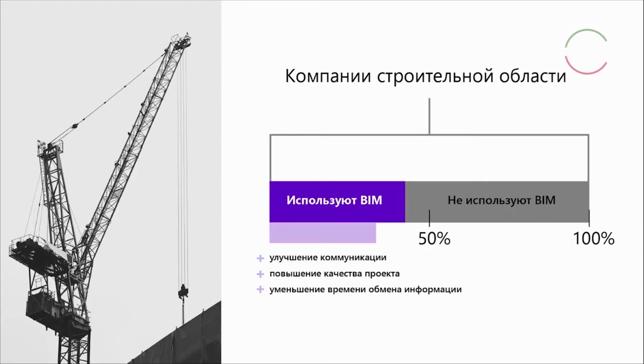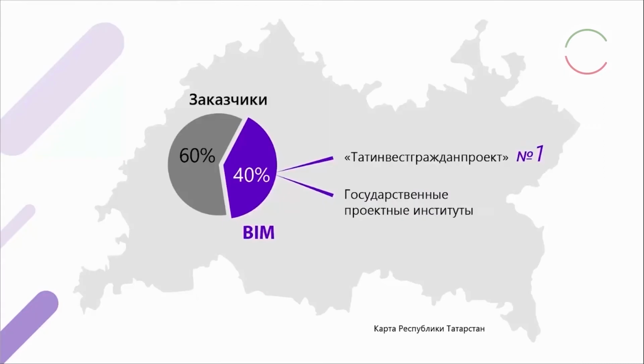Most of them see the advantages of that: improved communication between the process participants and major players, increasing the quality of the project, reducing the time for information exchange. Today, the Republic of Tatarstan has 40% of clients using building information modeling. And most leading design institutes, TAT Инвестграждан проект, Кипрния Авиапром, TAT Док проект, Союз Химпром проект are using information technologies in their work.